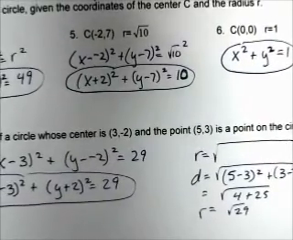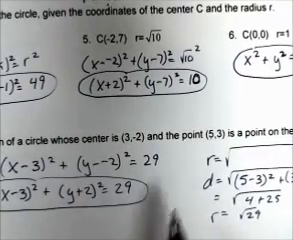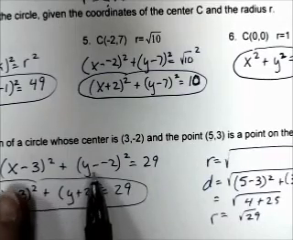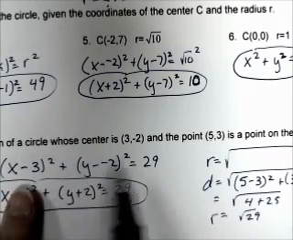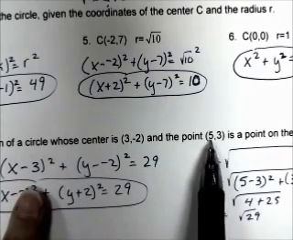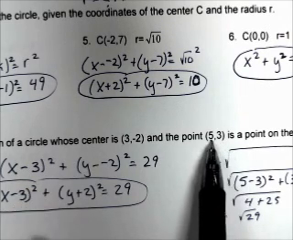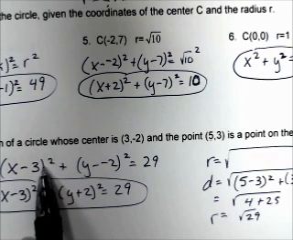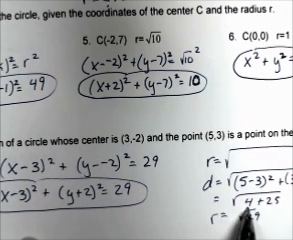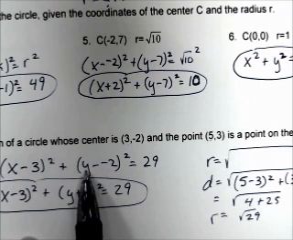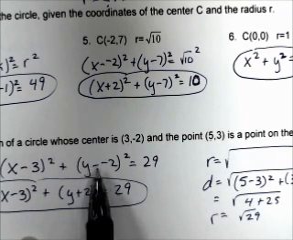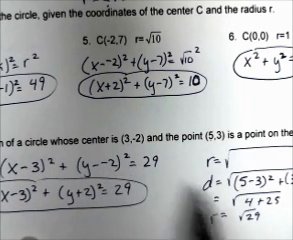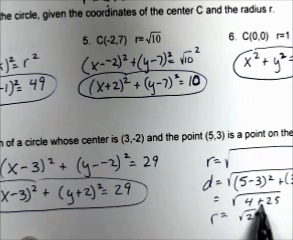Now, if you don't recall the distance formula, what else could you do? Well, we have the start of our equation. You could simply take the point on the circle, (5, 3), and put 5 in for x. 5 minus 3 is 2. 2 squared is 4. That's what I got over here. And for y, 3 plus 2 is 5. 5 squared is 25. That's what I got over here. And 4 plus 25 is 29.